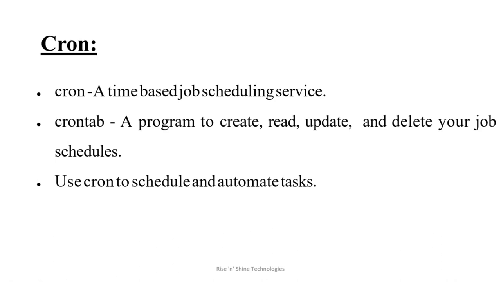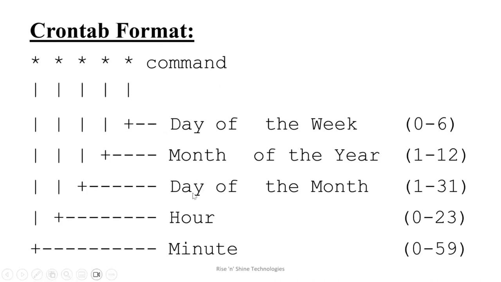Cron is a time-based job scheduling service. And crontab is a program to create, read, update and delete your job schedules, and use cron to schedule and automate your tasks. Finally, we are going to use the crontab service to manage the scheduled activities. But what is the crontab format?